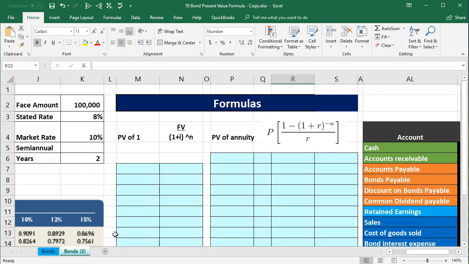In this presentation, we will present value bond cash flows using formulas.